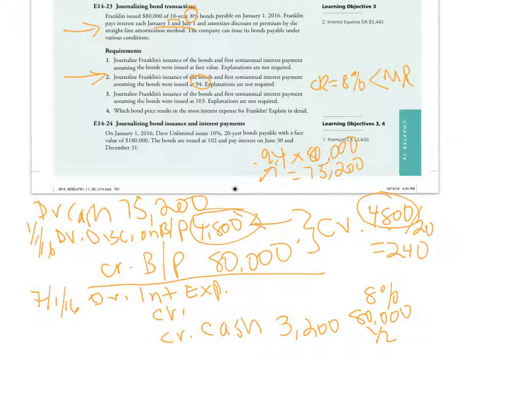So that's how much we're going to be reducing that discount account by. So we can actually credit that discount on bonds payable for $240.